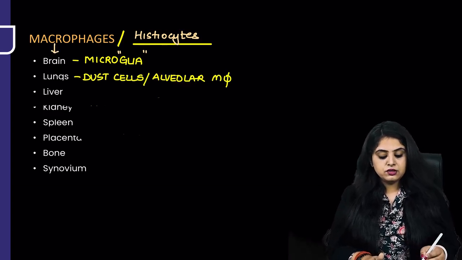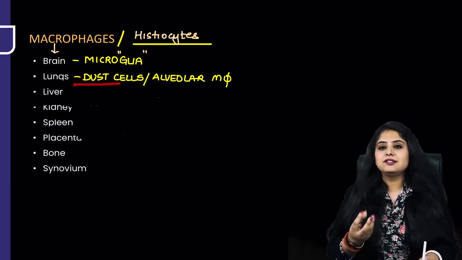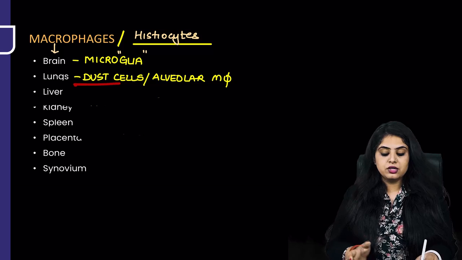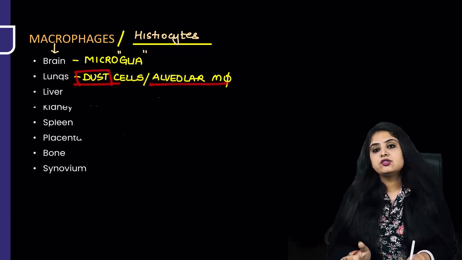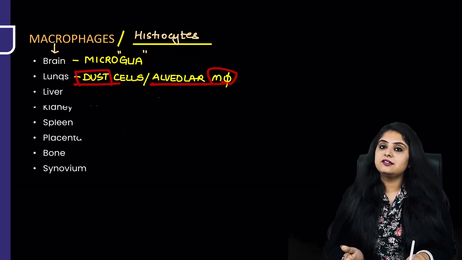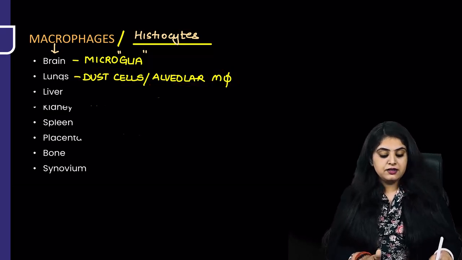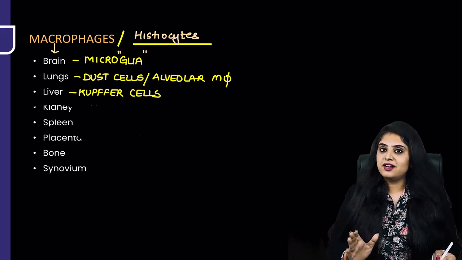Then in the lungs, what is it called? We know everything in the lungs is made of carbon, dusty air, pollution. So we can call it dust cells, or we can just call it macrophages in the lungs, that is alveolar macrophages. In the liver, I think no one needs to be told, it is known as the Kupffer cells.